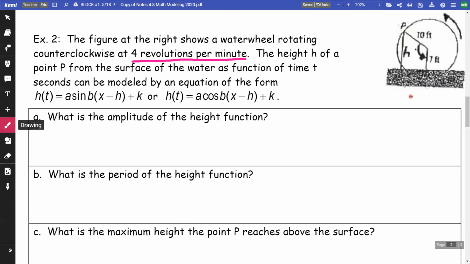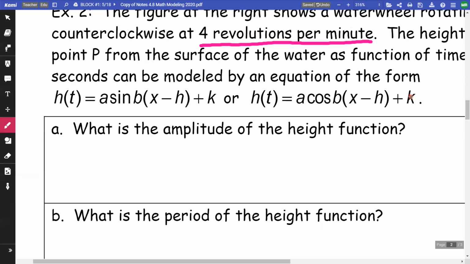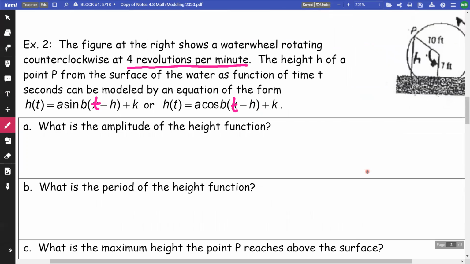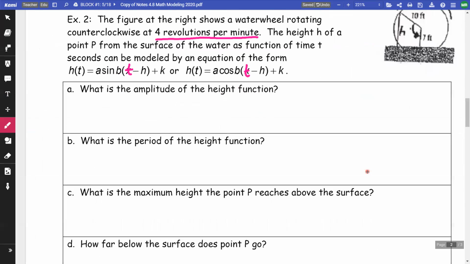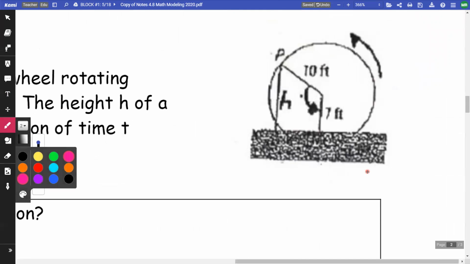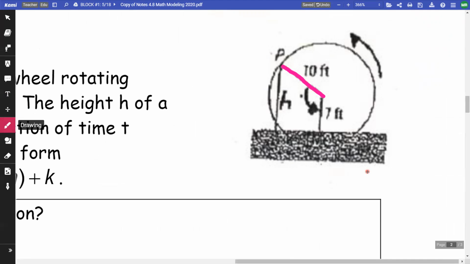So here I have both of the forms. Now I have h of t here. So I am going to put a t here in place of that x, and same over here. Okay, so h of t for time. Okay, and that's our equation. Okay, so if we're looking at this picture, they're going to want amplitude, they're going to want period, they're going to want max height above and how far below the surface. Okay, so amplitude. Amplitude is going to be your radius. So this radius of 10, so radius equals 10.